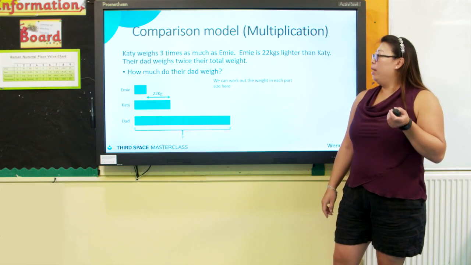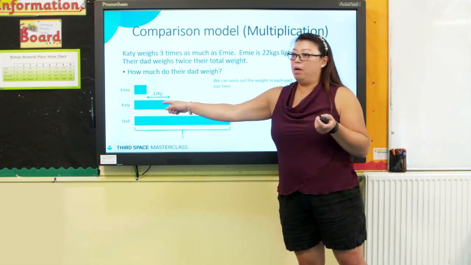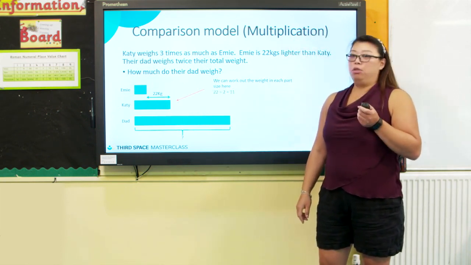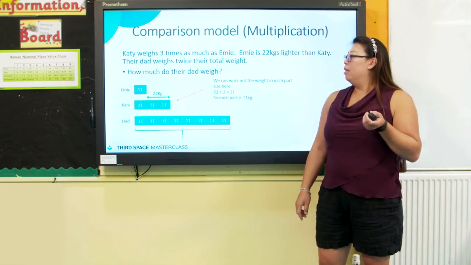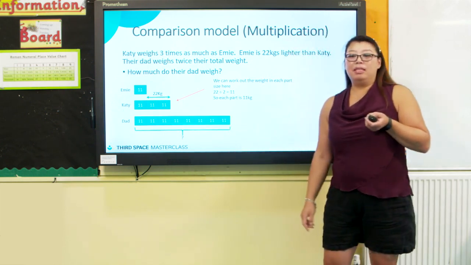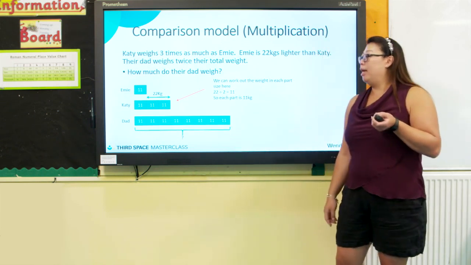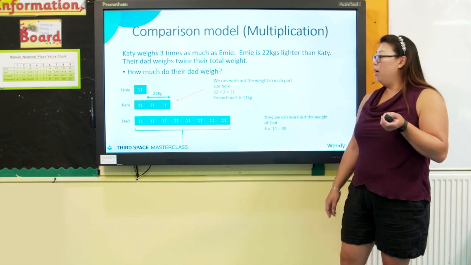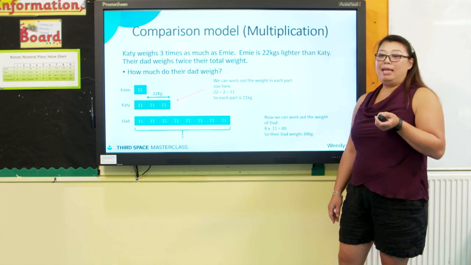Okay, so we can work out the weight in each part's size here, as we know that 2 of these parts is equal to 22 kilograms. So 22 divided by the 2 parts is 11. Therefore, each part must mean 11 kilograms. Now that we know this, we can go ahead and work out dad's weight. 8 times the 11 being 88, so therefore dad weighs 88 kilograms.